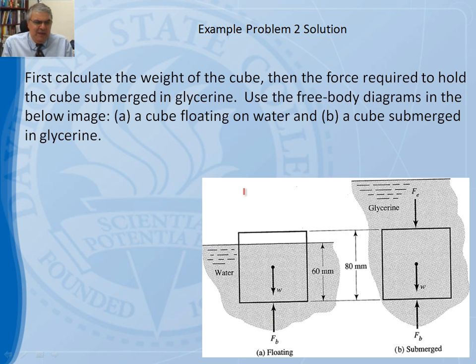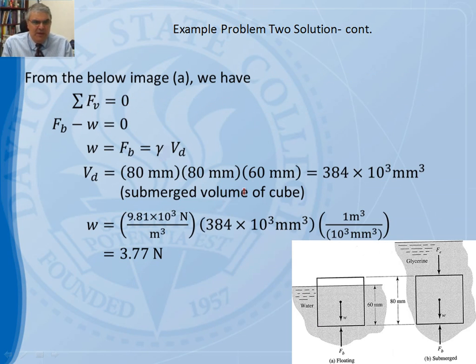So first, again, we follow the same principle. First, we need to calculate the weight of the cube, and then we would calculate F sub E, or the force required to hold the cube submerged. Again, we're going to use the free body diagrams in the below image. A, a cube floating on water, and B, a cube submerged in glycerin, for the two cases that we are looking at. First, we are going to use the principles of equilibrium, summation of forces.